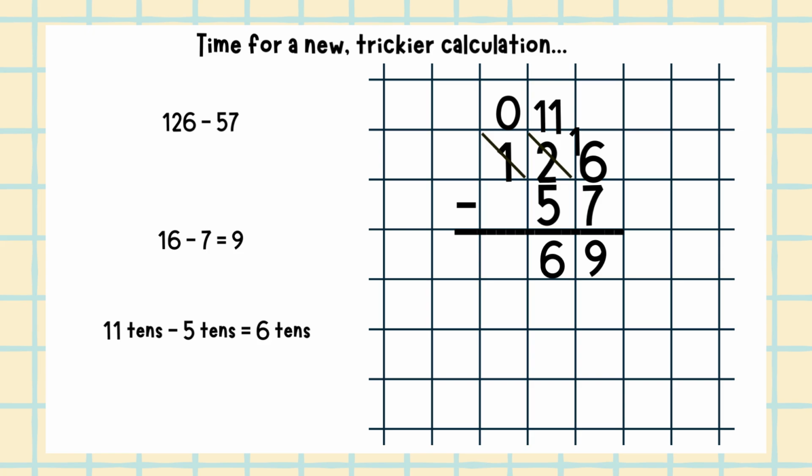Now we move on to the hundreds column. After exchanging, there are 0 hundreds left, so we subtract 0 hundreds from 0 hundreds, and we get 0 hundreds. So 126 minus 57 gives us an answer of 69.